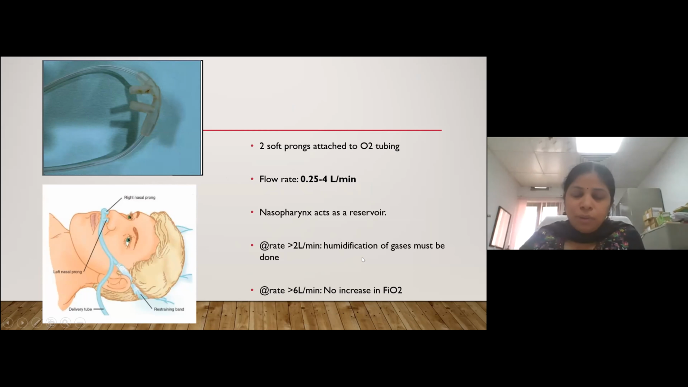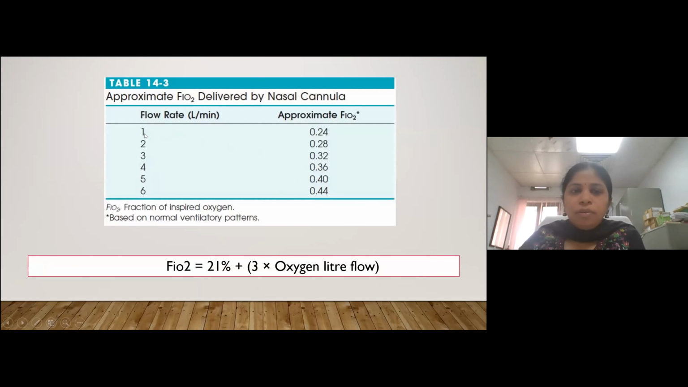If we have to give more than 2 liters per minute flow, then of course humidification should be applied. And if you increase the rate to more than 6 liters per minute, then there is no advantage of an increase in FiO2. So depending on the flow rate, we have this chart to indicate how much oxygen FiO2 we can deliver. Mostly by 6 liters per minute, they can provide up to 40 to 45% oxygen.